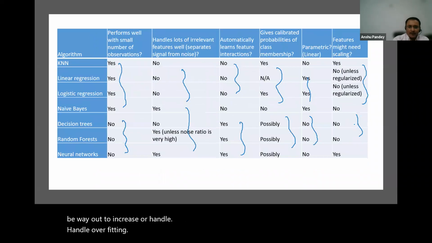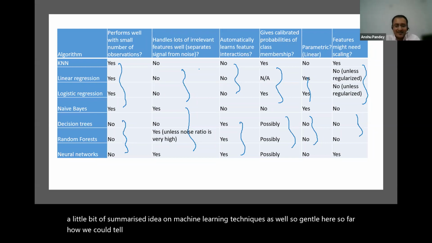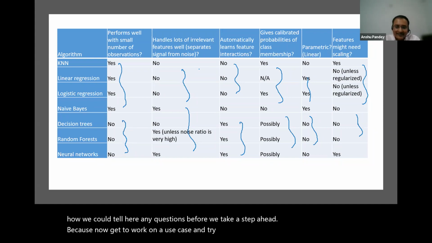That was one idea about it so far. So this was the understanding of how we deal with different situations, and a little bit of a summarized idea on machine learning techniques as well. Until here, are we good? Any questions before we take a step ahead? Because now we're going to work on a use case, develop a model and deploy it in production.